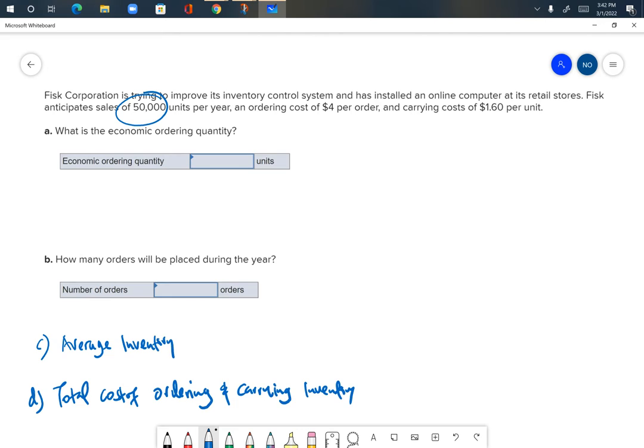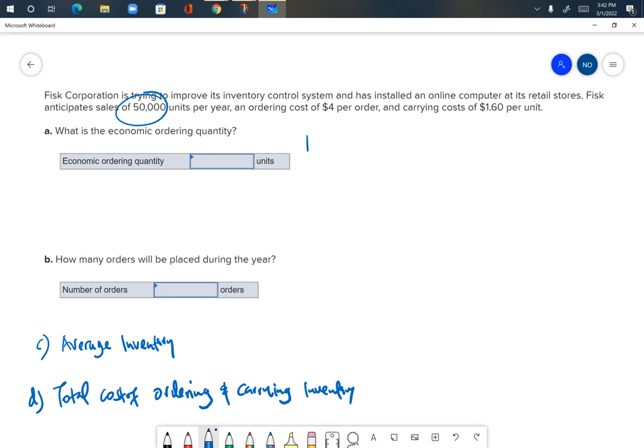And the guidance I would like to give you here, or the best approach to this question, is always to have the formula at hand. And then once you write the formula down, you just have to plug in what you've been given based on the question. For example, in part A, we have been asked to compute the EOQ, economic ordering quantity.